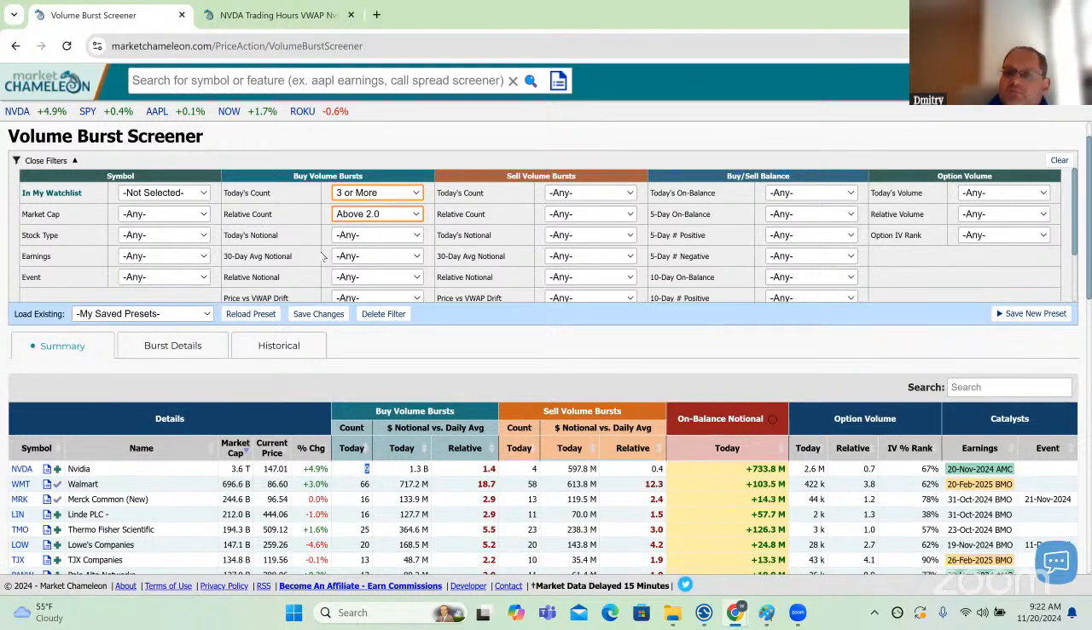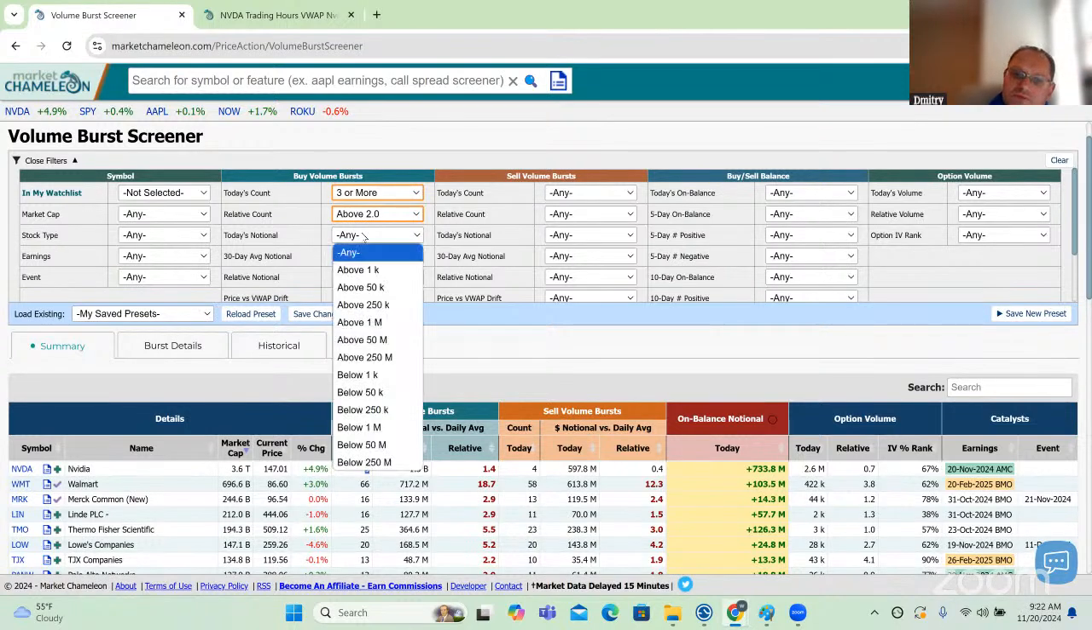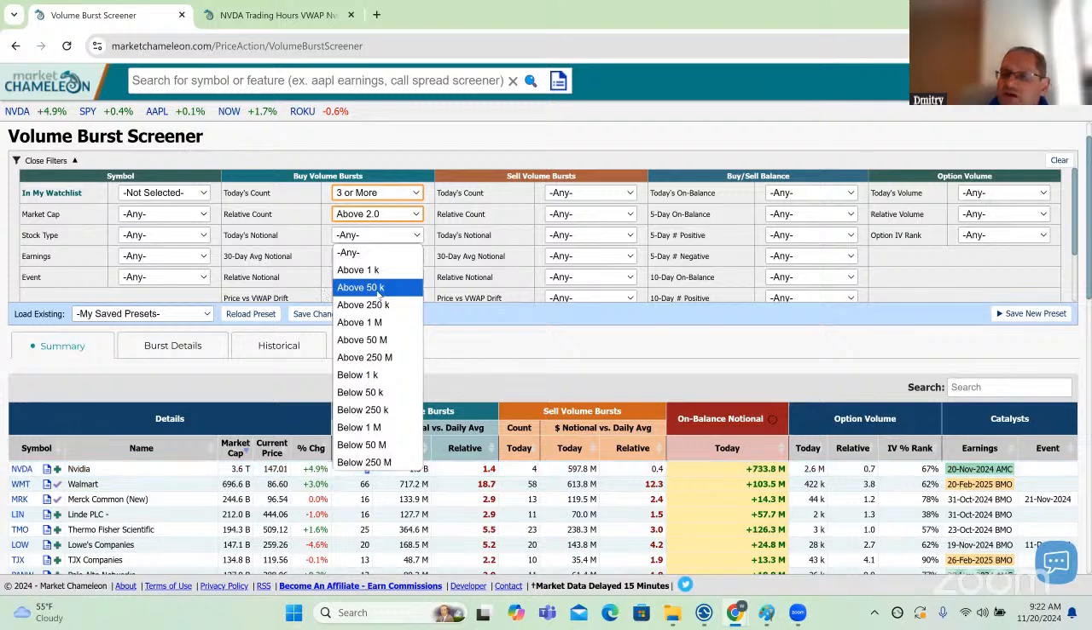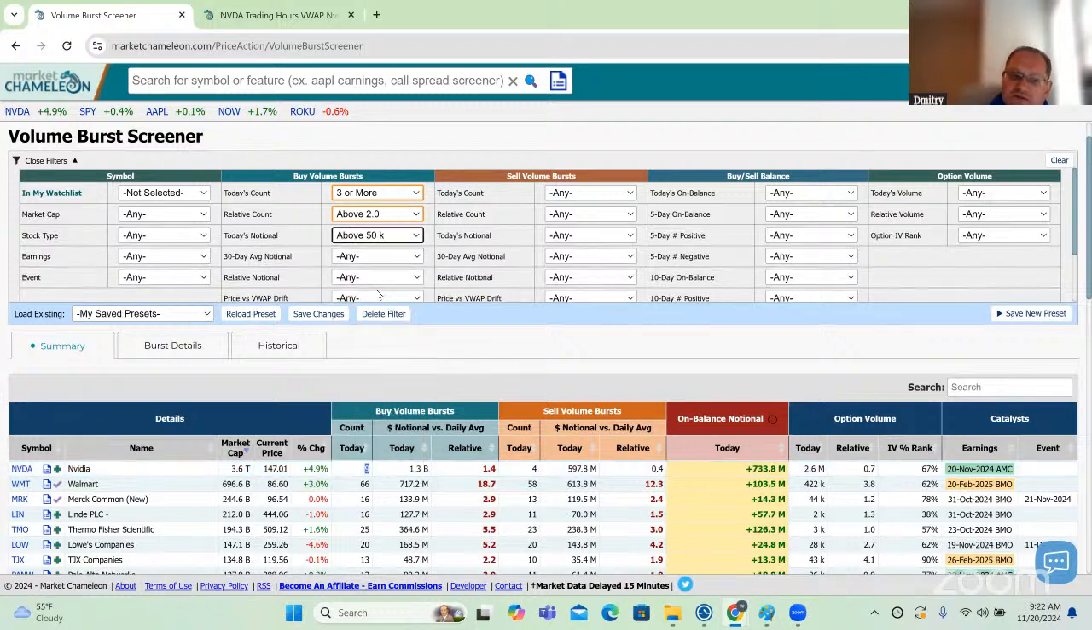Maybe we need a minimum notional above 50 million, 250 million. But I'm going to say at least, let's say maybe even if there's a small cap stock, we'll look at it, but at least 50,000. So 50,000. And that notional on the buy burst also on a relative basis has to be higher.